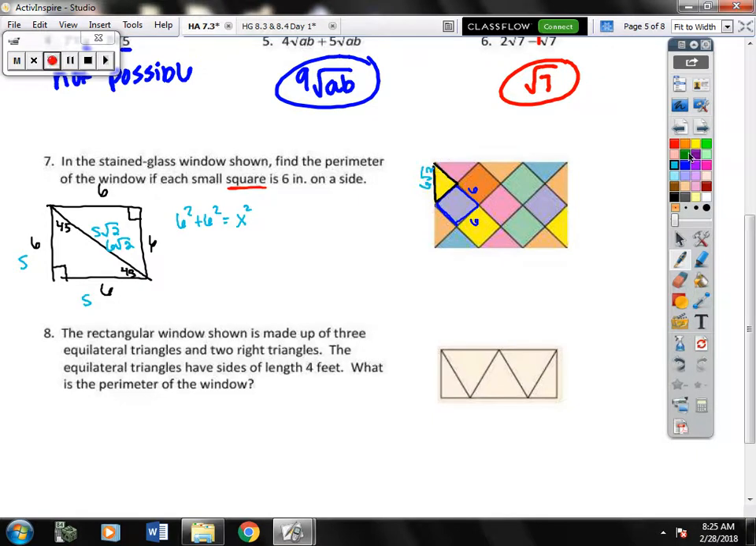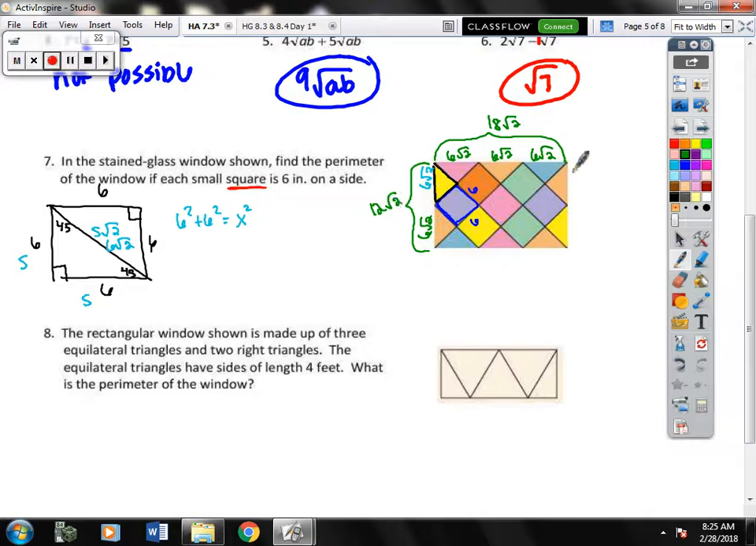Okay. Now we need to figure out that if all of them are 6 root 2, then we need to figure out how big the sides are using our addition. So this side would be how long total? Eric? 18 root 2. And then this side would be? Sam? 12 root 2.